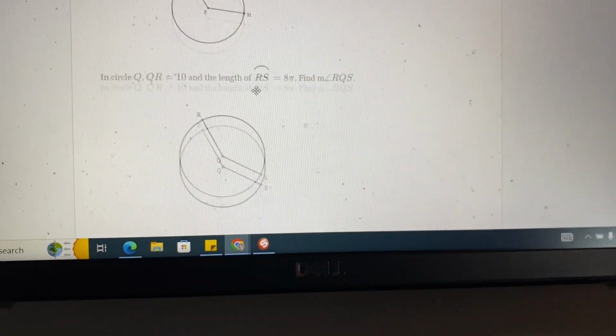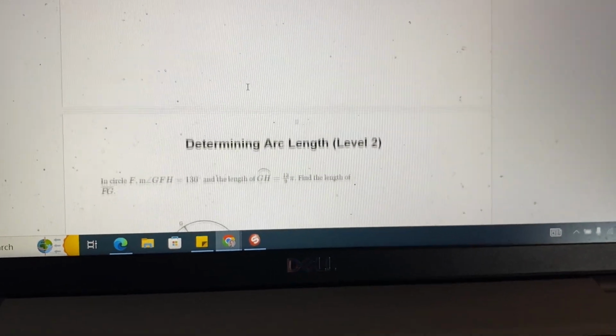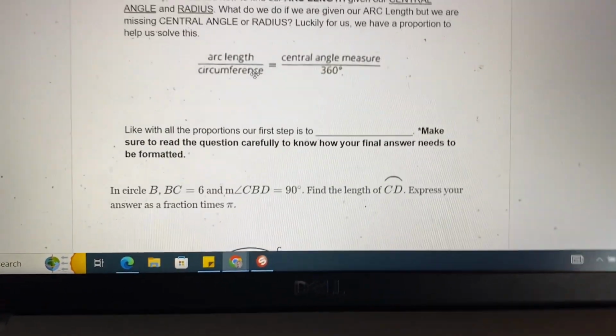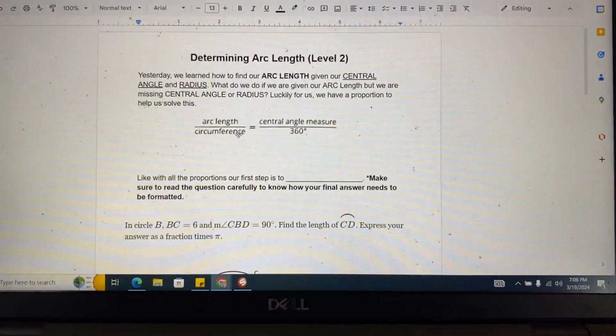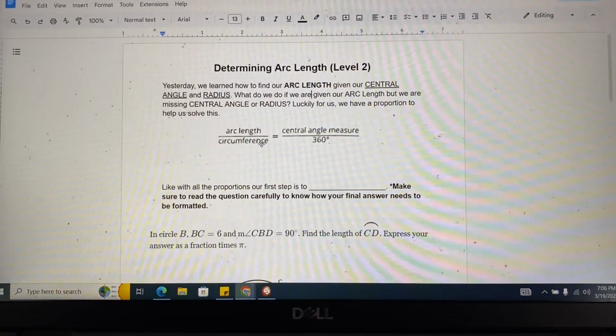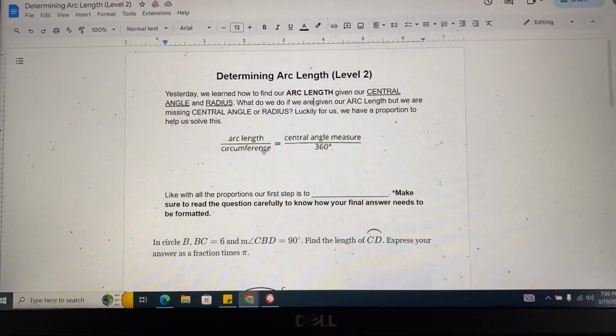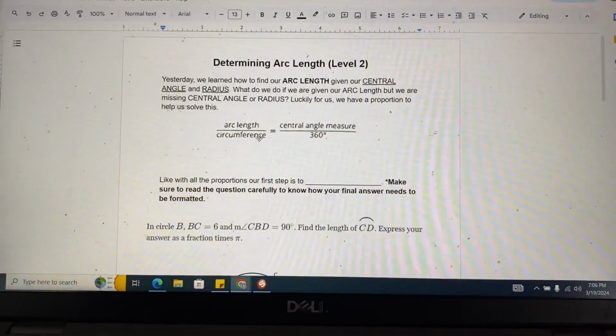So just make sure we set up the proportion correctly. That should carry you through. You're going to have a few questions on there. I'll try to make sure that the Delta Math is pretty user-friendly, but that should get you through everything you need to do for today.